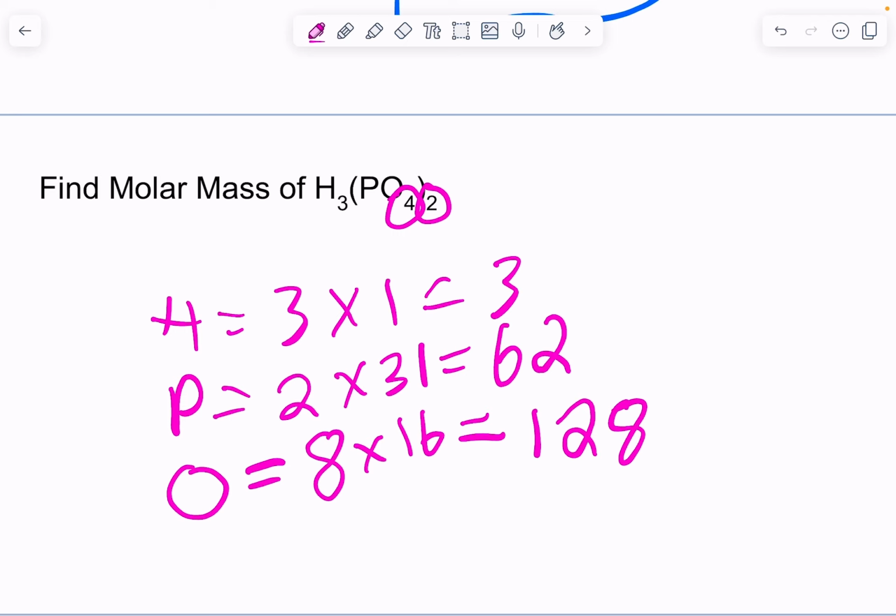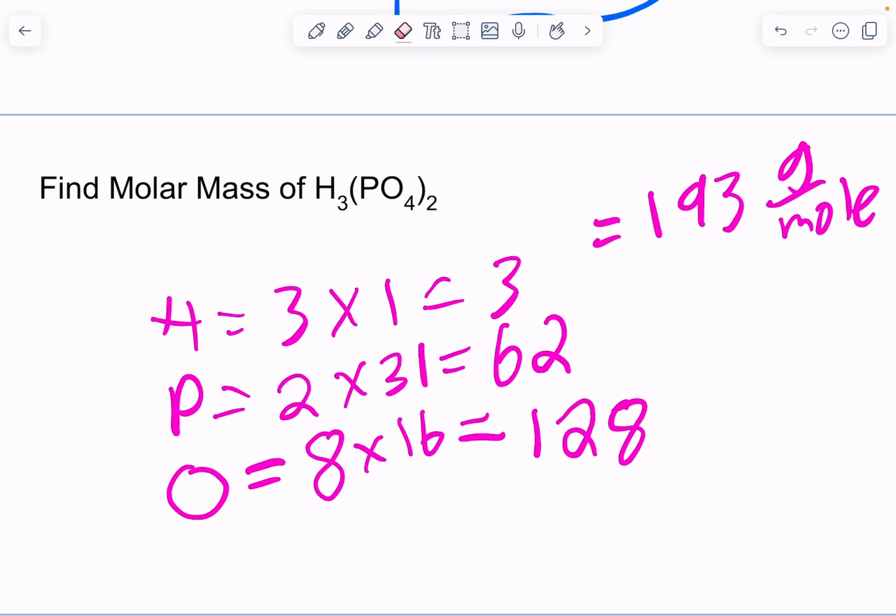Okay, last step to find the molar mass. I'm going to take the 128, add it to the 62, and then add the 3 from the hydrogen for a total of 193 grams per mole. Okay, that would be the molar mass of H3PO4. This is known as phosphoric acid, I believe. I can't really remember now. But yeah, these are a few examples.